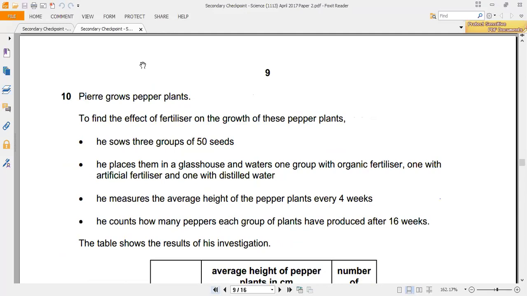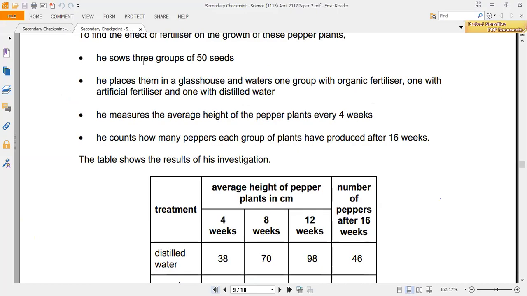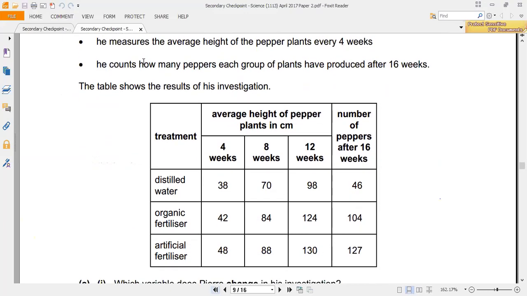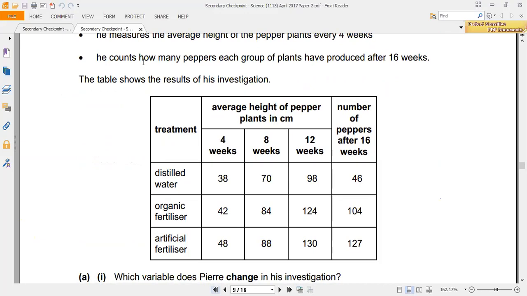Point number 10. Okay. Pierre grows pepper plants to find the effect of fertilizers on the growth of these pepper plants. He sows 3 groups of 50 seeds. He places them in a glass house and waters one group with organic fertilizers, one with artificial fertilizer, and one with only distilled water. He measures the average height of the pepper plants every 4 weeks, which are the time intervals. He counts how many peppers each group of plants has produced after 16 weeks. The table shows the results, as mentioned here.